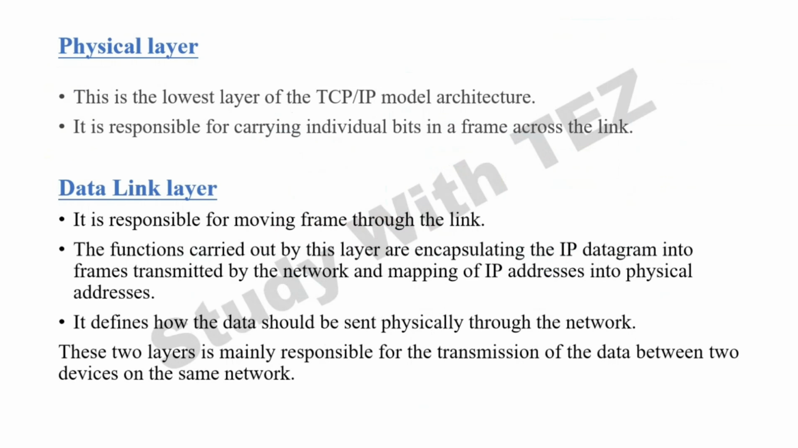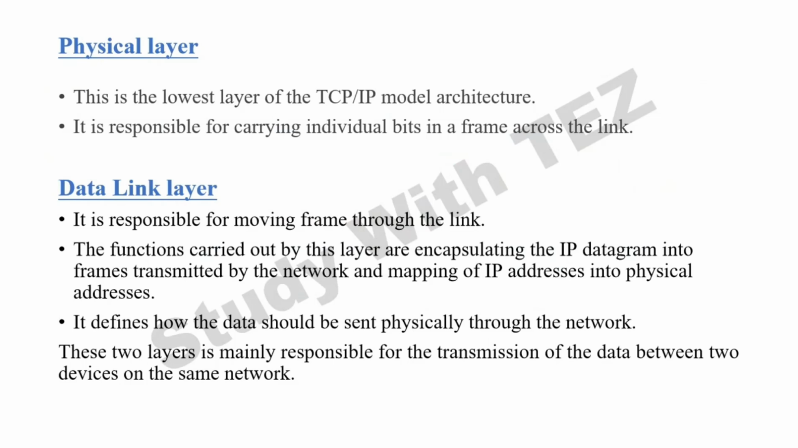The lowest layer of the TCP/IP model architecture is the physical layer, and it is basically responsible for carrying individual bits in the frame across the link. This is basically made of transmission media like cable or air. As we know, the transmission is carried through electrical signals or optical signals. The logical unit is the bit in this layer.